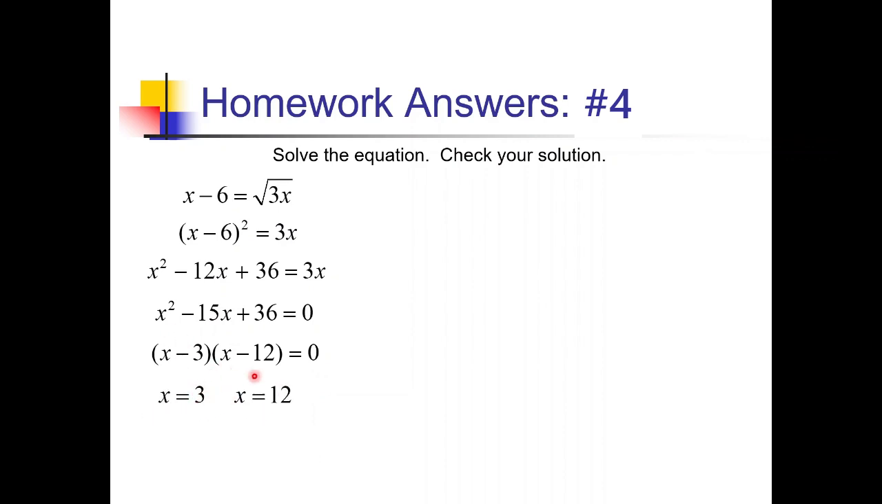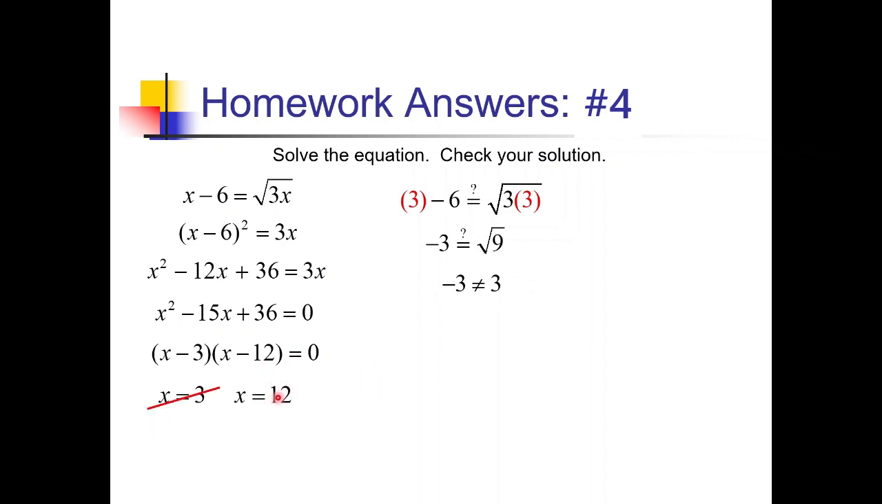Or does it? We need to check these to make sure they actually make the original equation true. We might have some extraneous roots here. So let's plug 3 in first. I've got 3 minus 6 and the square root of 3 times 3. And I'm asking, are these two things equivalent? So on the left side, I've got negative 3. On the right side, this is the square root of 9. The square root of 9 is positive 3, which does not equal negative 3. That means that this answer of 3 over here is extraneous and we have to eliminate that.